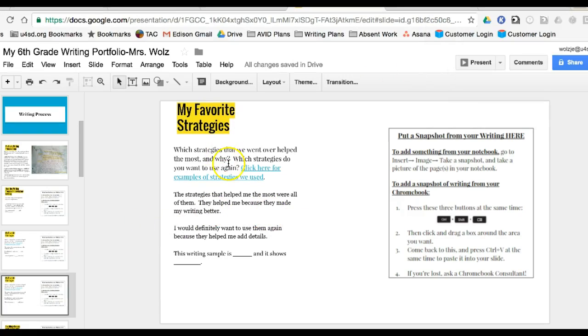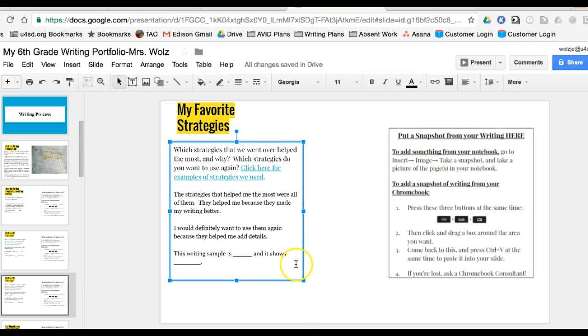So if I'm looking at my writing here, this is a slide, my favorite strategies. This kind of answer is the kind of answer I usually would see. So it would say something like, the strategies that helped me the most were all of them. They helped me because they made my writing better. This is super duper vague, and we want to be a little bit more specific than that.